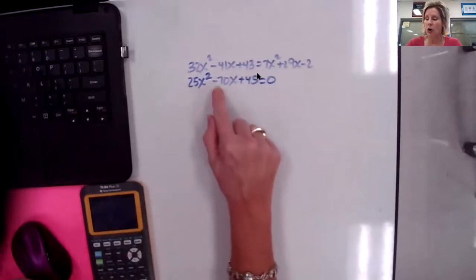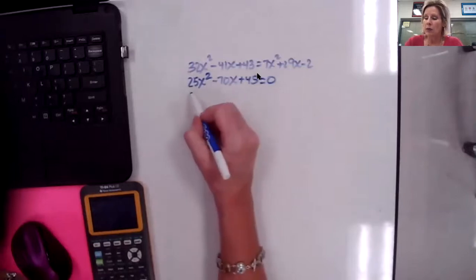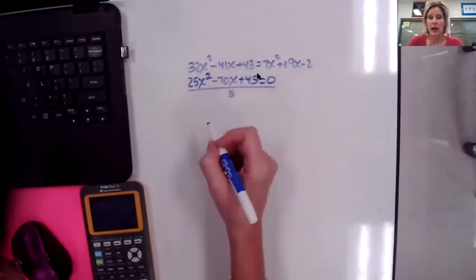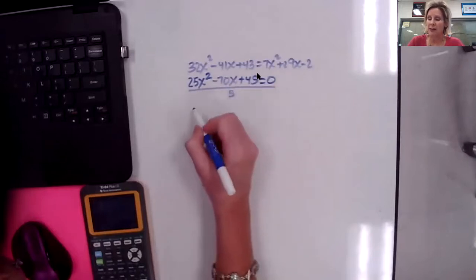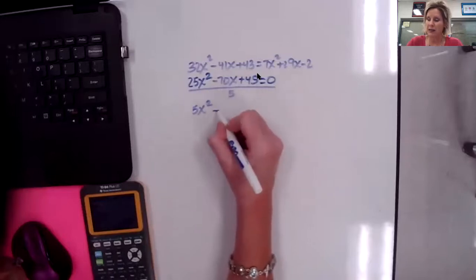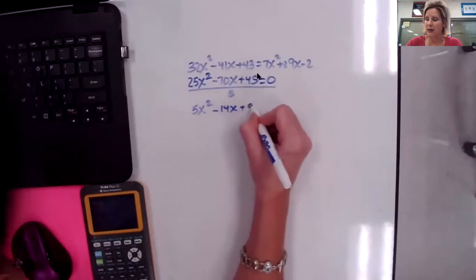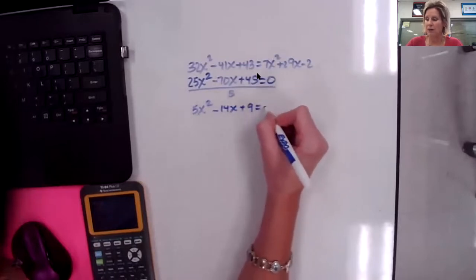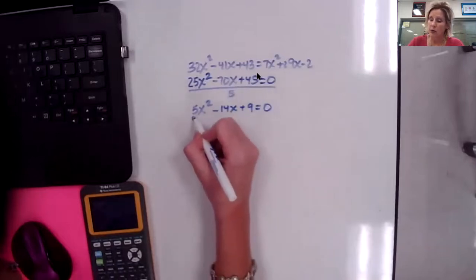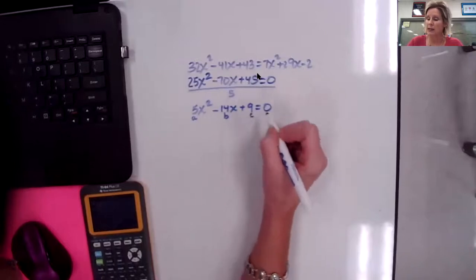Do you notice that all of these numbers are divisible by 5? You can make your numbers smaller if you want to, and I like to. So I could say, okay, 25 divided by 5 is 5. 70 divided by 5, I think, is negative 14. 45 divided by 5 is 9. And 0 divided by 5 is 0. And then my numbers are a little smaller. So notice you've got A is 5, B is negative 14, and C is 9.